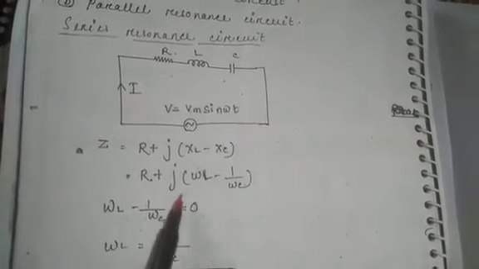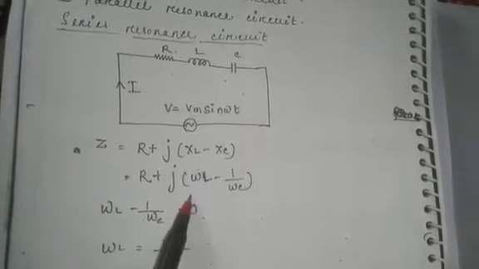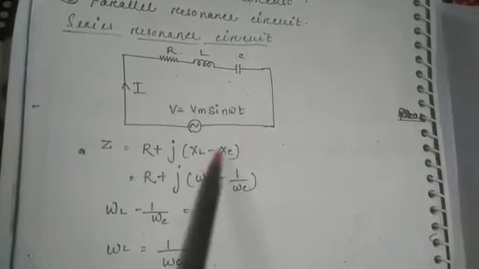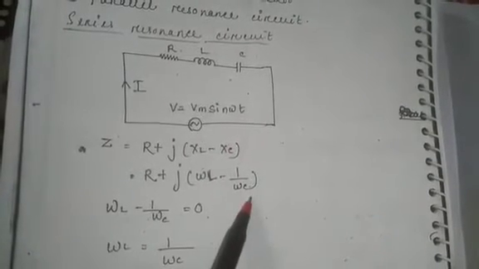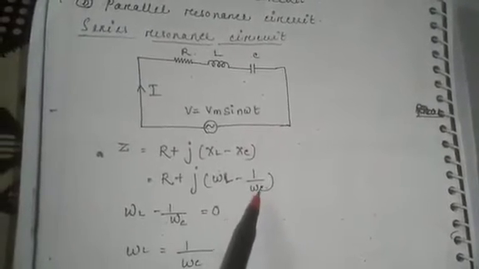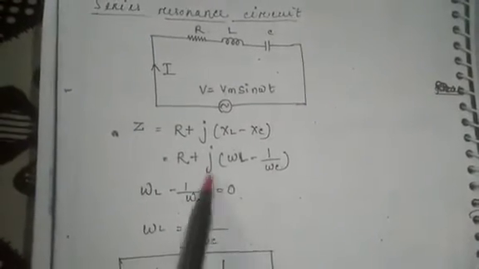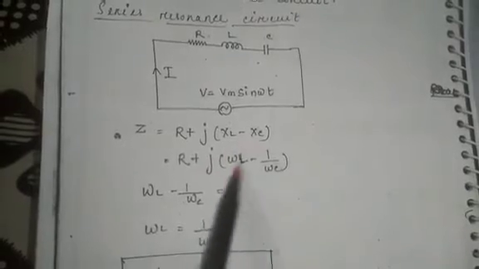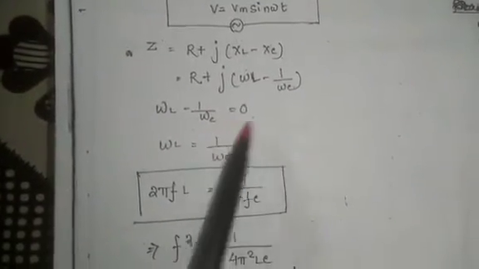What is the value of XL? XL is omega L, where omega is the angular frequency, and XC is 1 divided by omega C. You know omega is equal to 2 pi f, meaning angular frequency is equal to 2 pi times the natural frequency. At resonance the reactance part X is equal to 0, meaning omega L minus 1 by omega C is equal to 0.